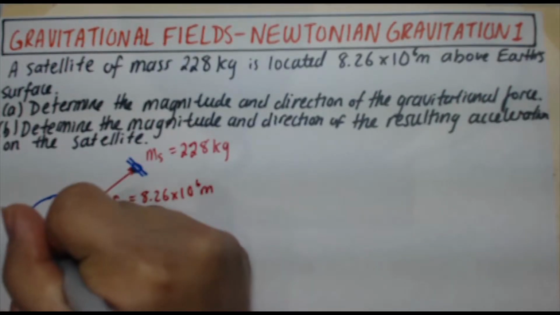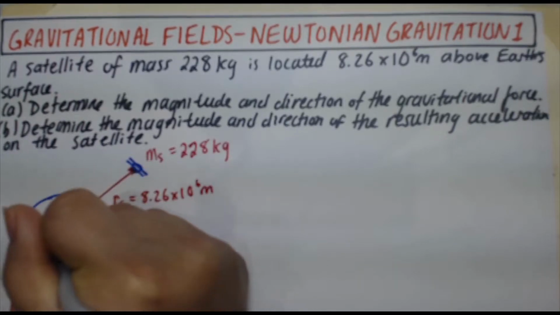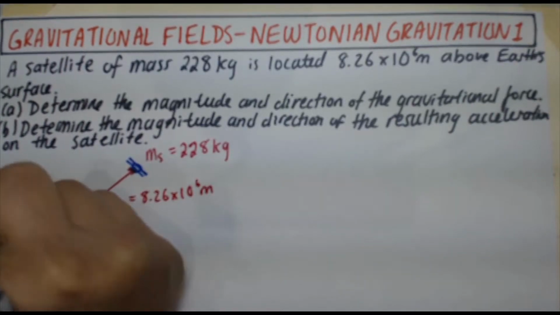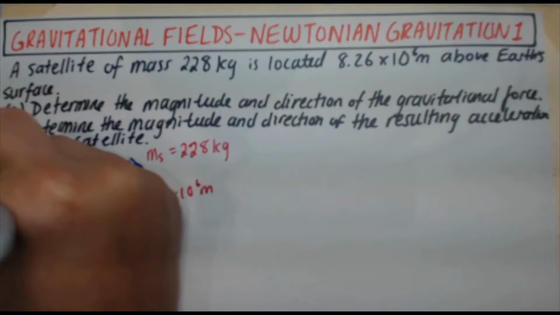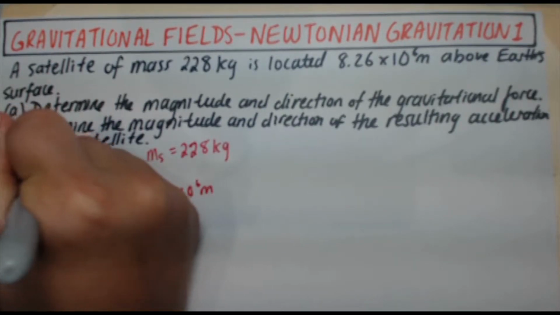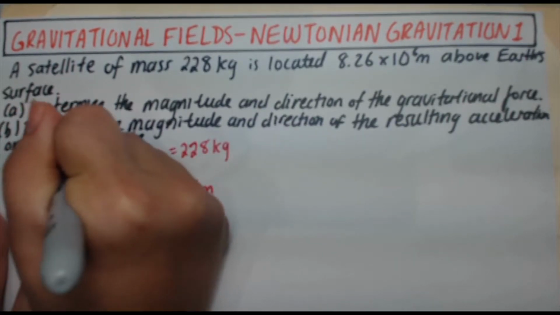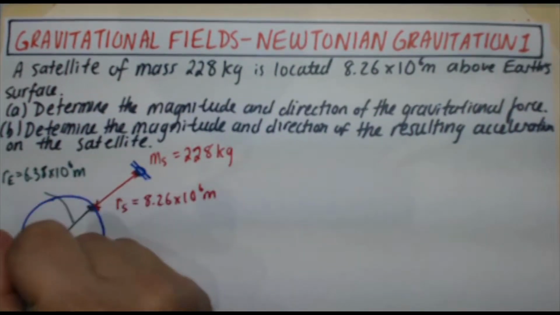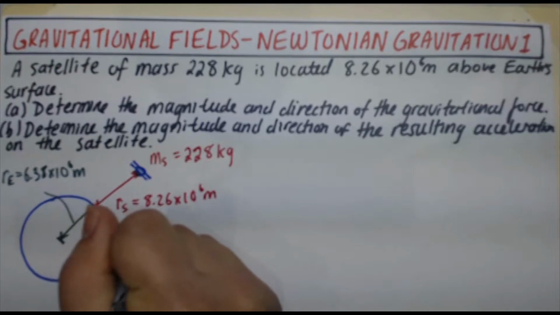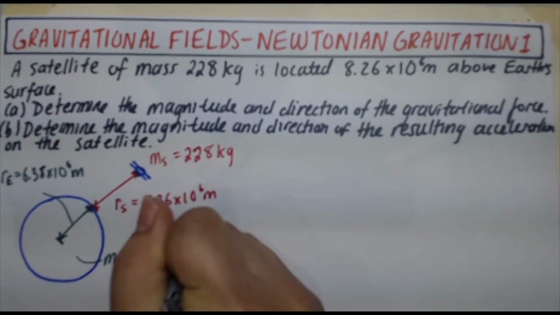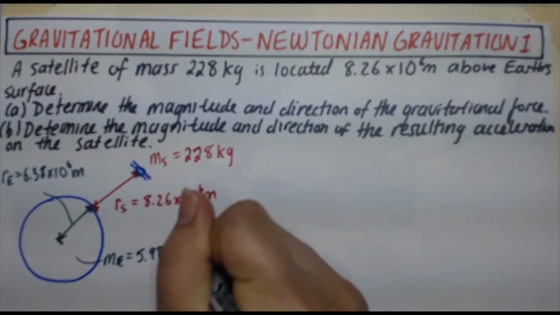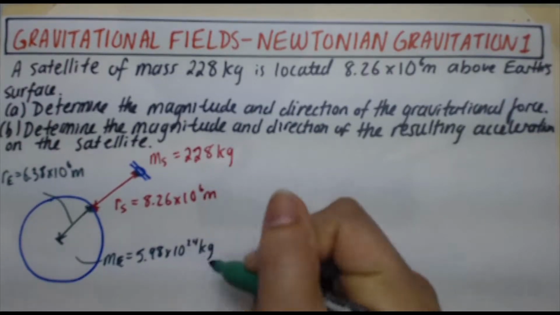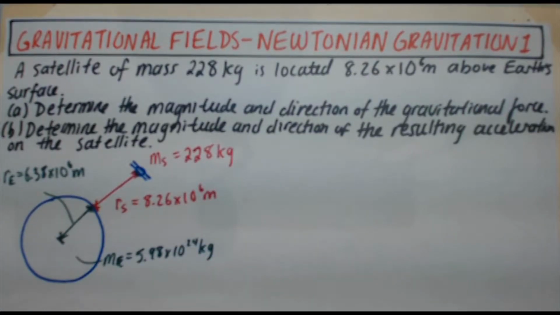And that is the radius of the Earth, so the distance from the center to the surface. If you don't already have this memorized, you will by the sheer number of problems that you'll probably have to do. It's 6.38 times 10 to the 6 meters. And we also know the mass of the Earth. Mass of the Earth is 5.98 times 10 to the 24 kilograms. So now we've got a lot of information, and all we're asked to do really is find the magnitude and direction of the gravitational force.